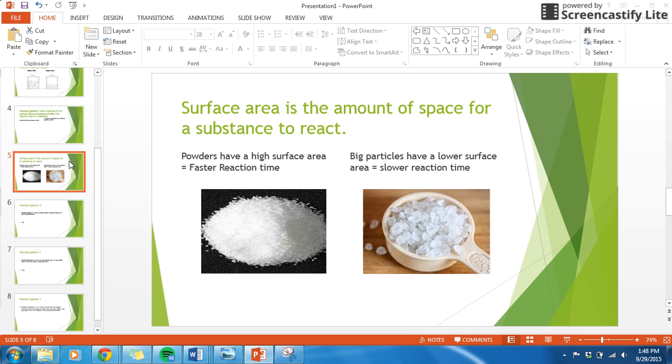Let's take a look at note number 3. The surface area is the amount of space for a substance to react. I know that powders have a high surface area and therefore they have a faster reaction time. I know that there is going to be more space for my liquid to react with my powder. And I know that big particles have a lower surface area, which means that they have a slower reaction time. If I have big particles here, there is less space for the water to react with them, so it's going to have a slower reaction time.